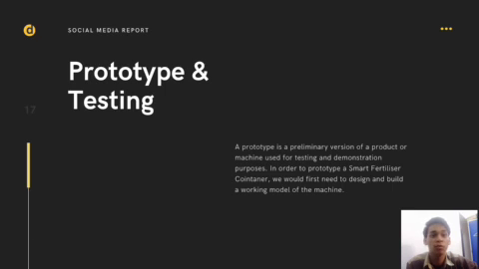A prototype is a preliminary version of the product or machine used for testing and demonstration purposes. In order to prototype a smart fertilizer container, we would first need to design and build a working model of the machine. It would likely involve selecting and sourcing the necessary material, as well as programming any electronic or computer controlled components. Once the prototype is built, it can be tested to ensure that it functions as intended.